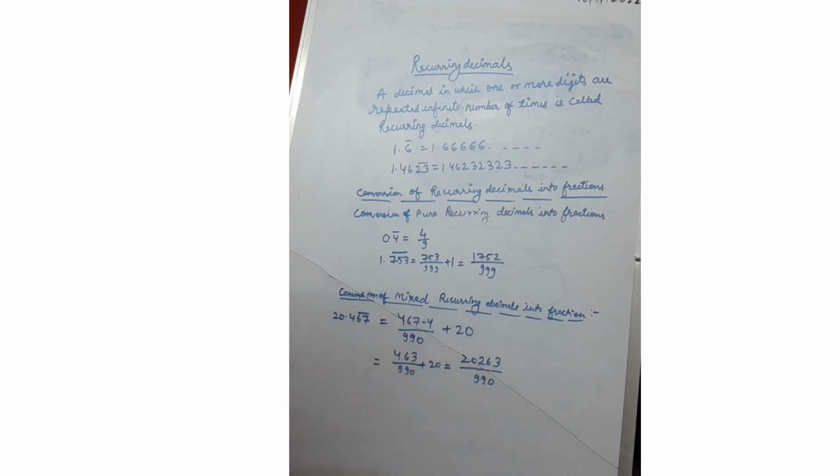20,263 divided by 990. So in this way we convert pure recurring decimals into fractions and mixed recurring decimals into fractions.